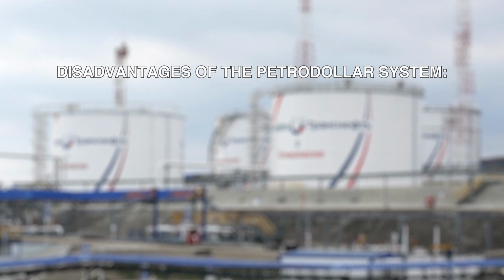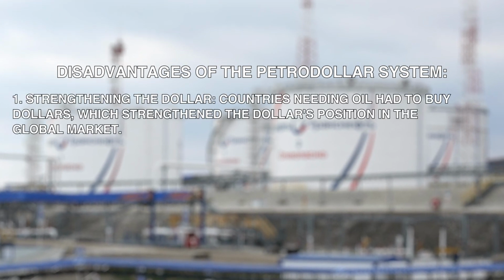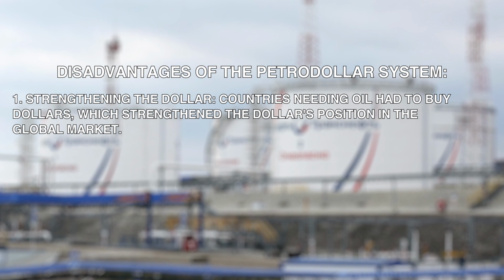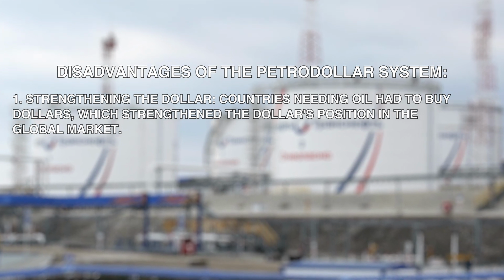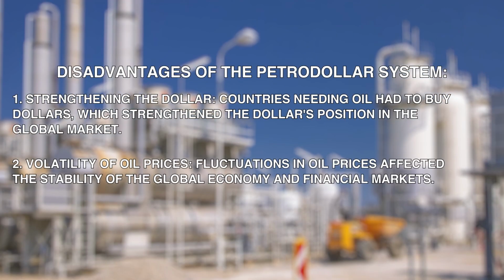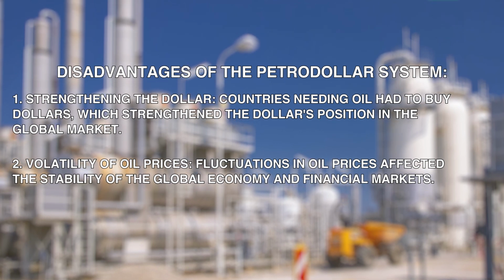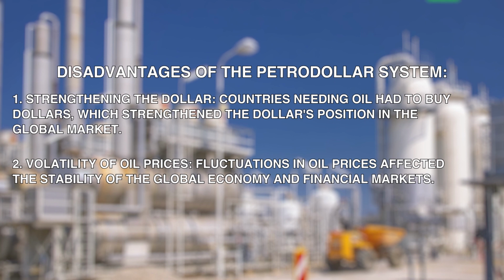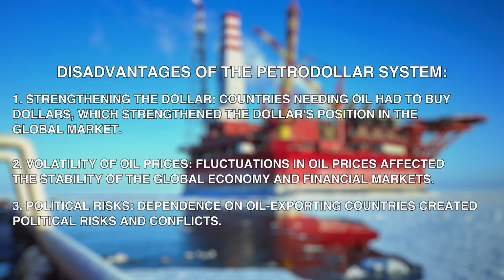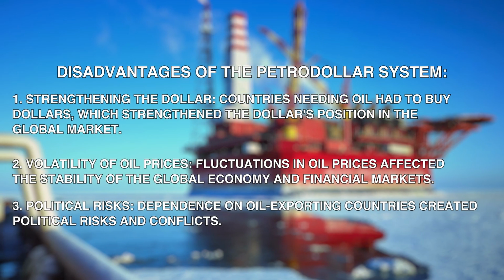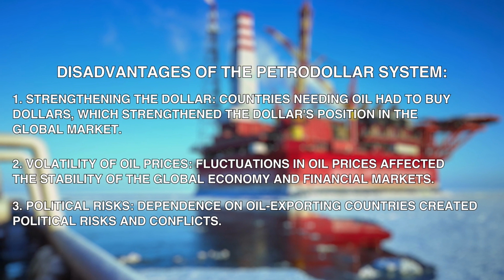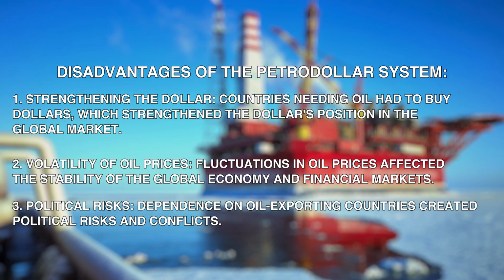Disadvantages of the petrodollar system. 1. Dependence on oil. The global economy became dependent on oil and, consequently, on the dollar. 2. Volatility of oil prices. Fluctuations in oil prices affected the stability of the global economy and financial markets. 3. Political risks. Dependence on oil exporting countries created political risks and conflicts.